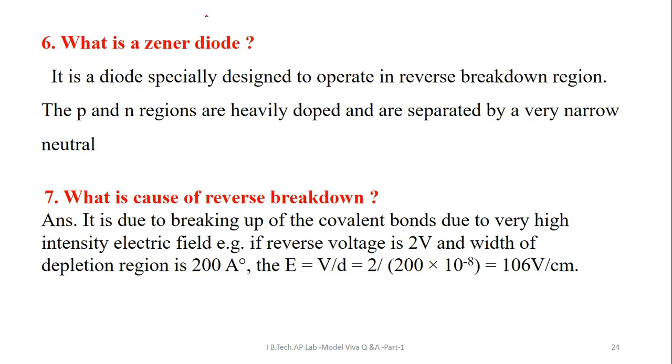Then what is a Zener diode? It is a specially designed diode, basically operated in the reverse breakdown region. The p-type and n-type regions are heavily doped and separated by a very narrow neutral region, which is nothing but a potential barrier. So what causes reverse breakdown, especially in the case of a Zener diode? It is due to the breakage of covalent bonds due to a very high intensity of electric field. If we apply more and more electric field, there will be a breakdown.